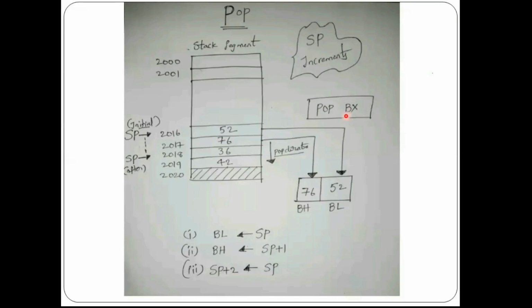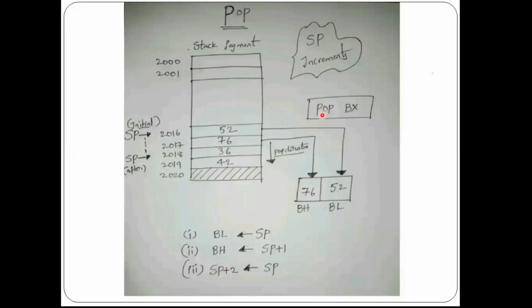Now, I want to pop some data from the stack to register BX. BX is a 16-bit register. It means that you are going to pop 16-bit data. 16-bit data means not only 52, but also 76. These 2 values, 76 and 52, will be popped and stored in BX. How? Very simple. Higher byte in higher address, lower byte in lower address. BX is a combination of 2 registers, BH as well as BL, higher byte and lower byte.